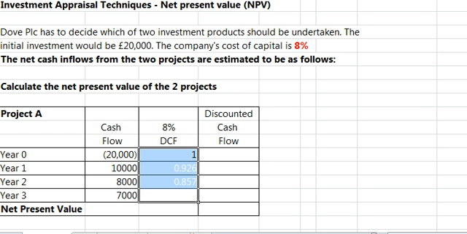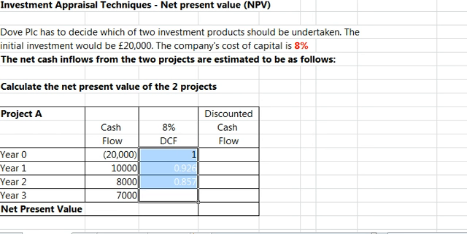Is it worthwhile? We're going to look at this question here called Dove PLC, and it's got two investment products, and it wants to know which one it should undertake. And the question says the initial investment will be £20,000, so that's what we call the initial outlay. And then straight after that it says the company's cost of capital is 8%. That's the interest rate that they would be charged if they borrow that particular amount of money.